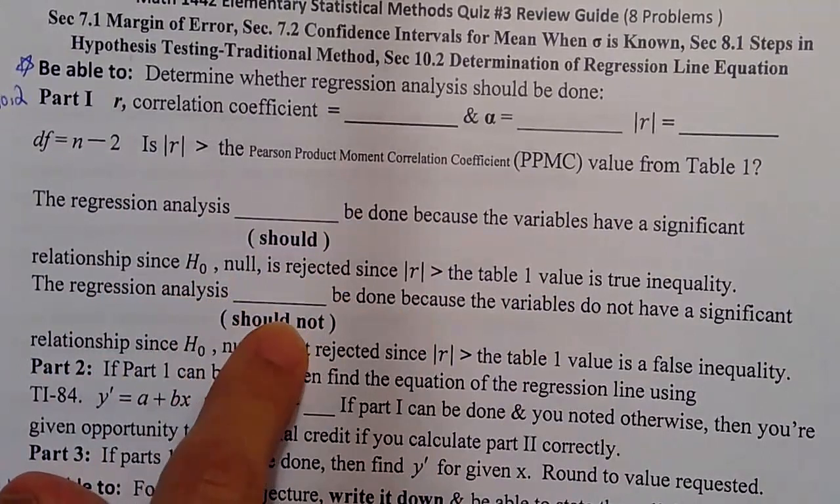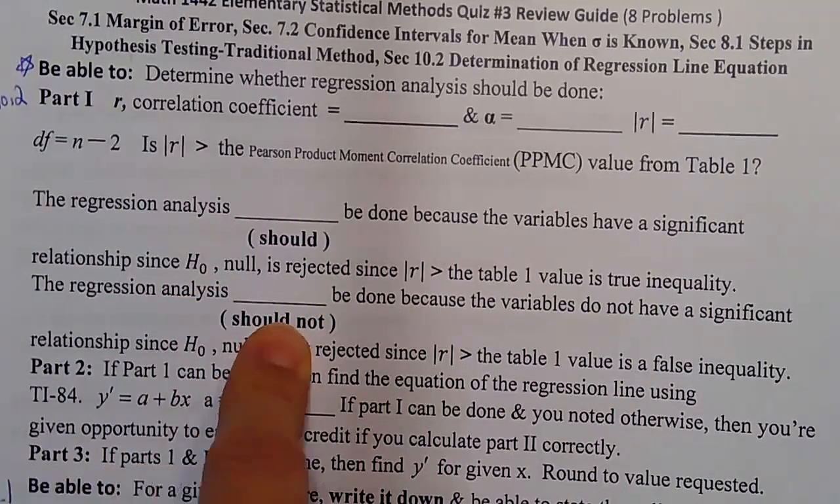Now your calculator will always generate the variable numbers like A, and it uses A plus BX. It's kind of like in college algebra, Y equals MX plus B, slope and intercept. Well, for regression, they use Y prime equals A plus BX.